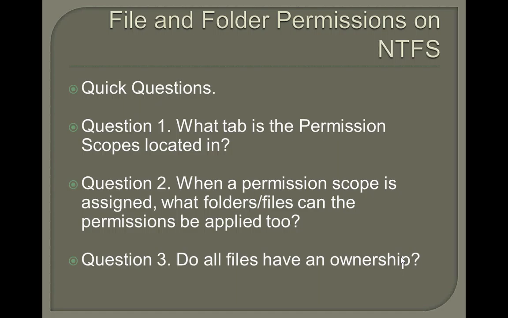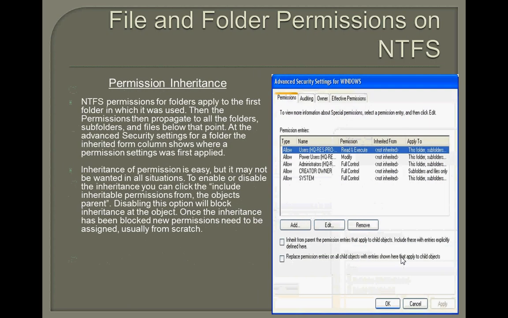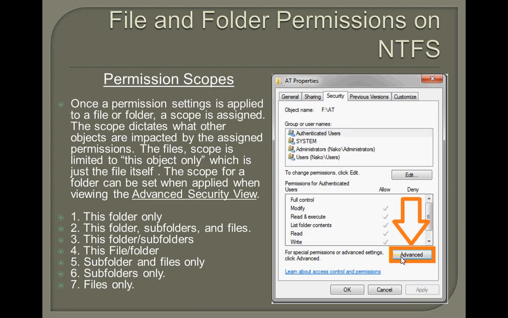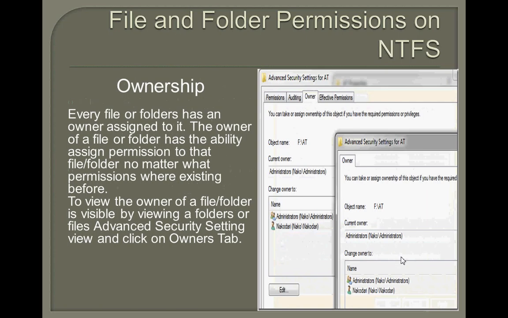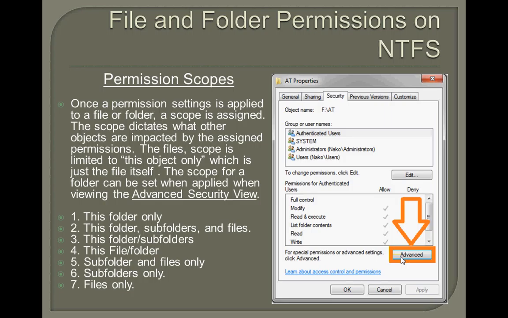Question 2. When a permission scope is assigned, what files or folders can the permissions be applied to? One could be this folder only or files only. You have many permission scopes. We'll just go to the scopes: this folder only, this folder, subfolders and files, and it goes into really fine detail of exactly what you want to do to a file or folder.